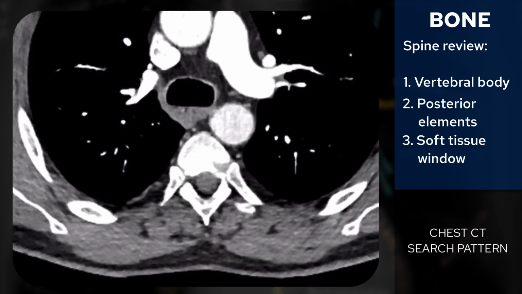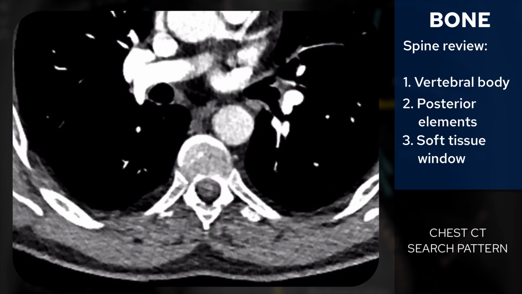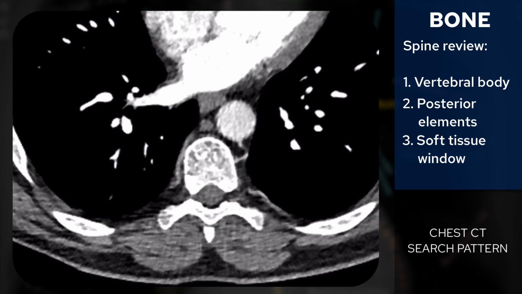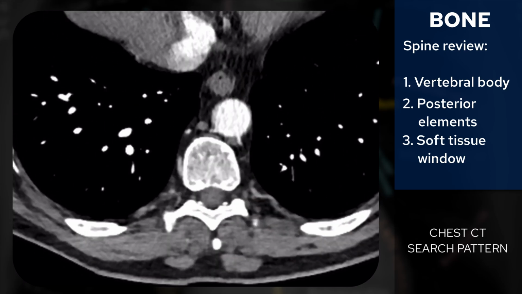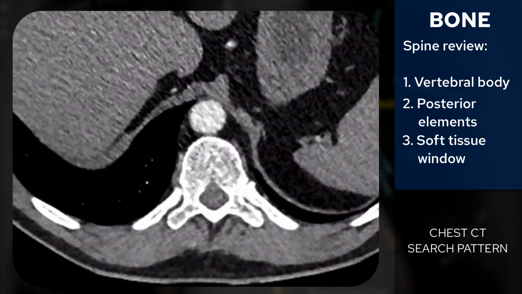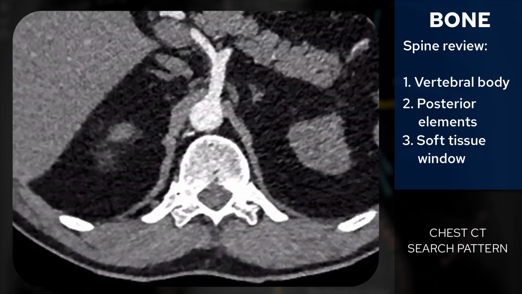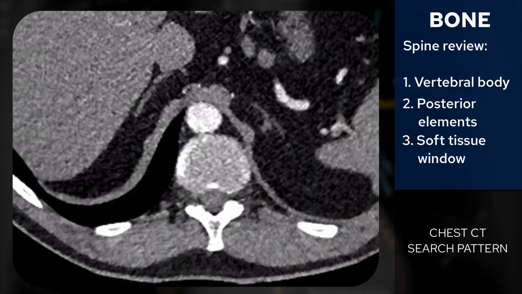And this is very important. Although it's often that you won't see any abnormality, I have seen cases where abnormalities here have been missed. So I think this is a really important review area. And it's important to do this on a soft tissue window, as you may not appreciate the abnormality on a bone window.